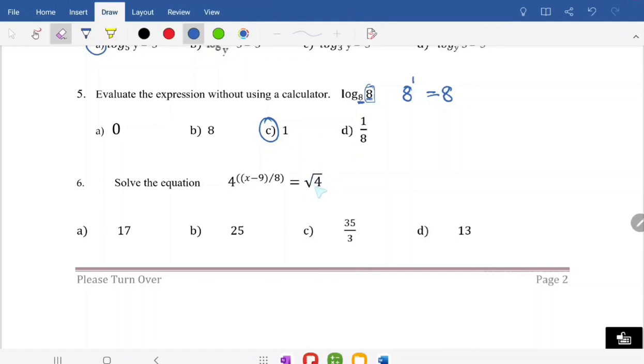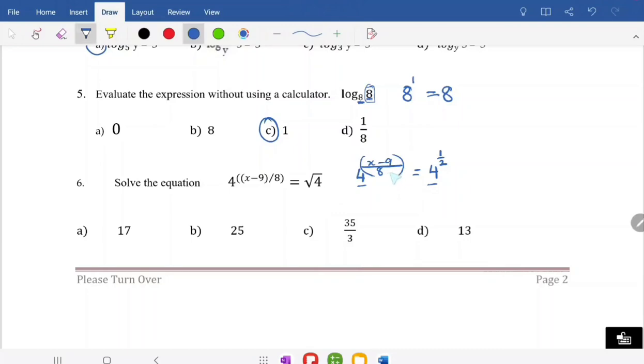However, keep in mind that we can always change radicals and rewrite it in exponent form. So how would we rewrite this whole equation with exponents on both sides of the equal sign? So this is how it's going to look. 4 raised to the power x minus 9 divided by 8. This whole thing is the exponent. And then on the other side, we have 4 raised to the power 1/2, correct? Square root means it's a fractional exponent, so it's 1/2. So we have a common base of 4 on both sides of the equation.